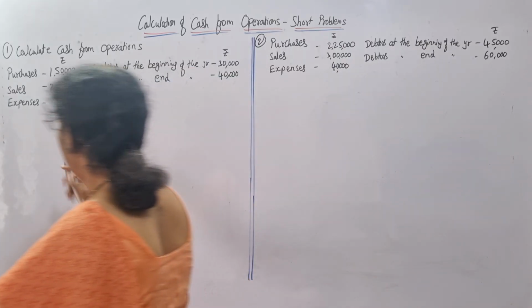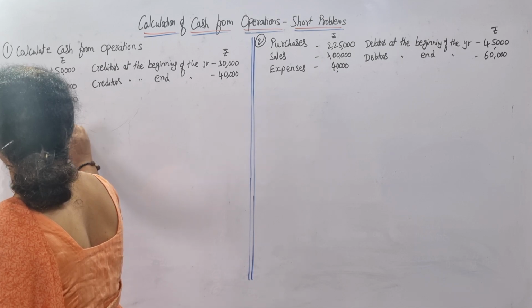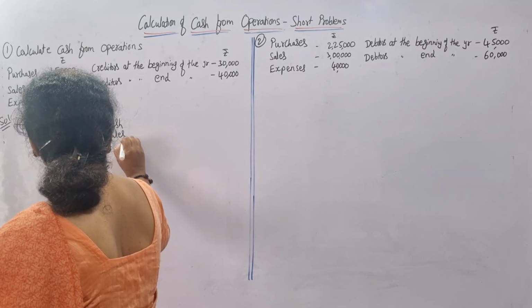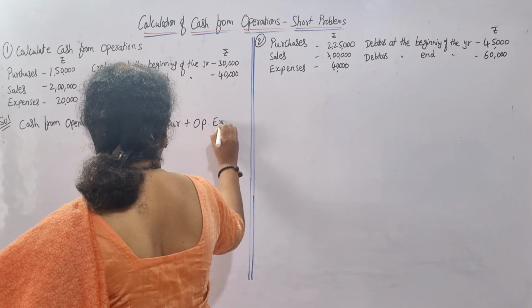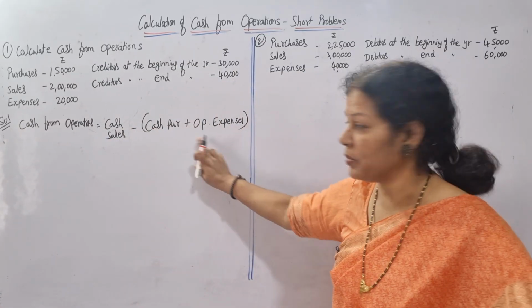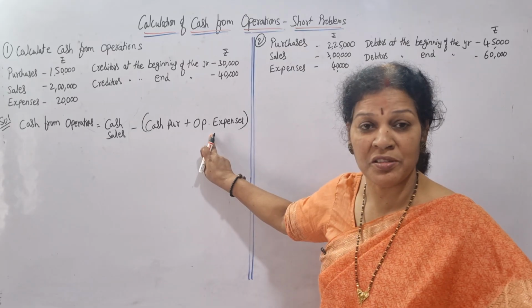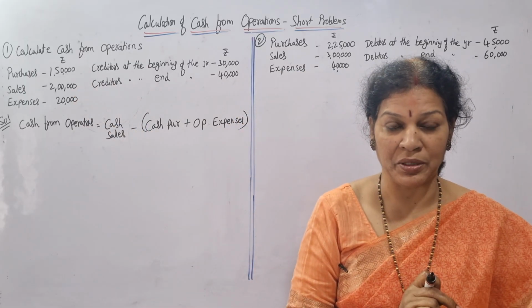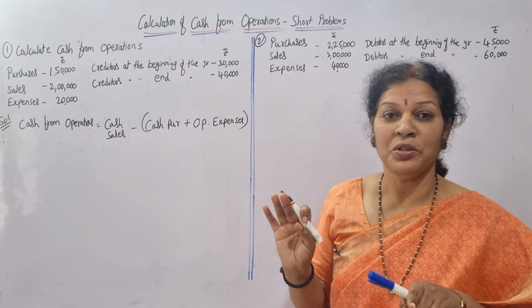In such a case, how do you work it out? Simple, you'll take one formula. The formula is: cash from operations is equal to cash sales minus cash purchases plus operating expenses. Cash sales minus cash purchases plus operating expenses. These two we are going to deduct from the sales. Income minus expenses, these two are expenses, we are going to deduct. Now before going to that, you must calculate cash purchases. Though purchases are given, like 1,50,000, that's not the entire amount, because we know the creditors are there which are related to the purchases. That is why you need to calculate the cash purchases.